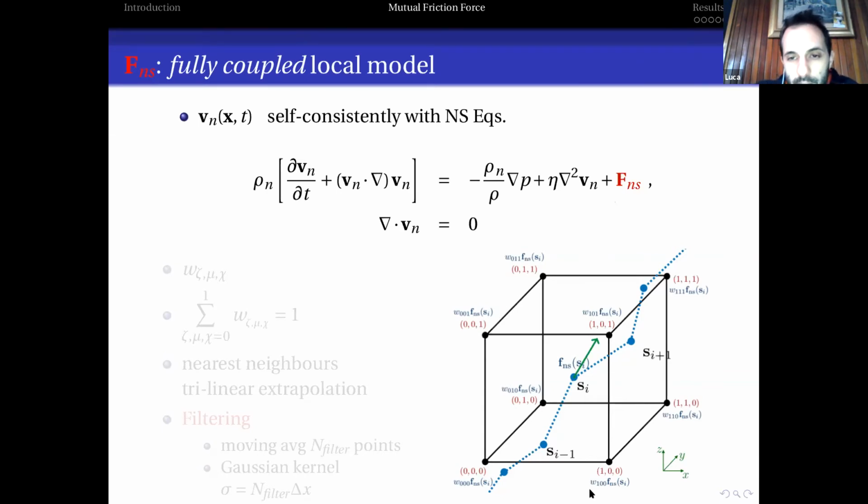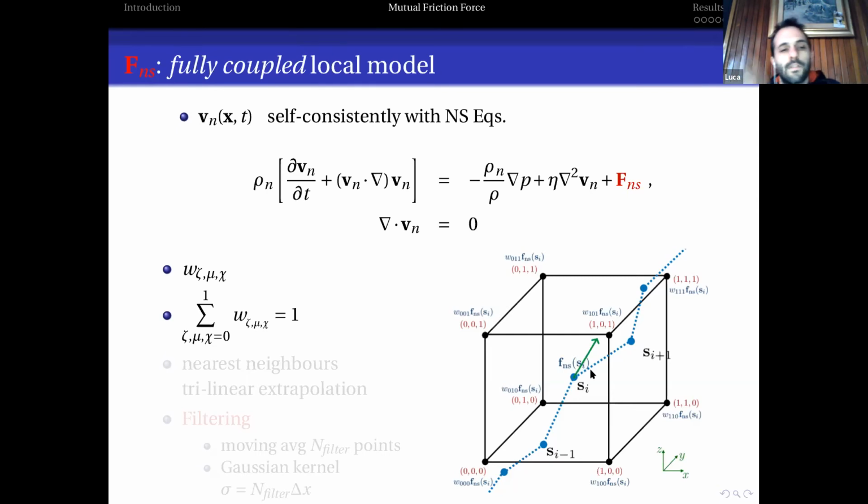Here you see that in the grid cell, in blue you have the vortex points, and in green, with the green arrow, we have indicated the mutual friction force that the line element centered in s_i exerts on the normal fluid. This force has to be distributed on the neighboring grid points of the normal fluid grid, where we compute the normal fluid velocity, and this has to be done using appropriate weights, which we have indicated with W. By multiplying W by the force, we redistribute the force.